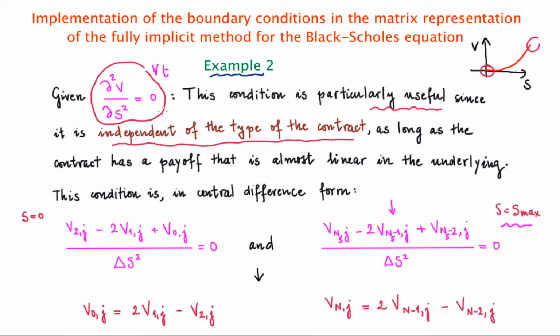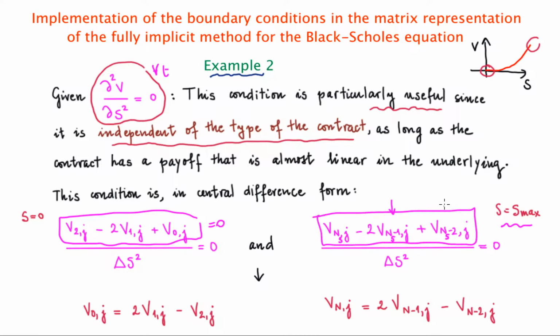So it means, therefore, as the second order derivative of V with respect to S is equal to 0, that this numerator is equal to 0 on one hand, and this numerator has to be also equal to 0 in this one. So from the first one, we can extract an expression, we can clear from here an expression for V0j, and this is the one we have. That's the condition the value of the option evaluated at S equals 0 has to satisfy at any time, so at any j index. As you can see, it's related with the value of the option at points 1 and 2. And the same we can do with the other side.